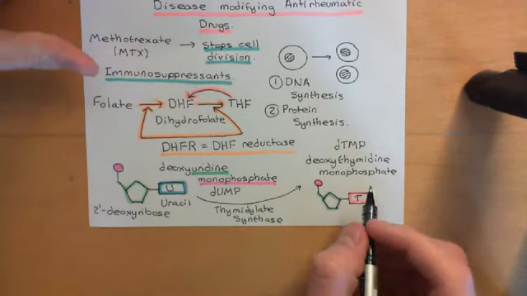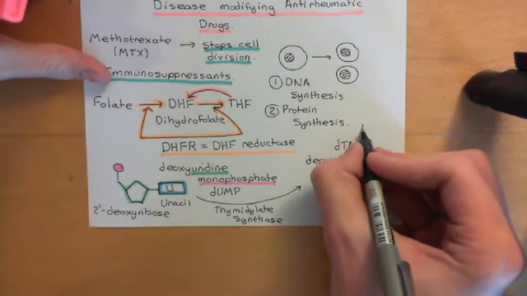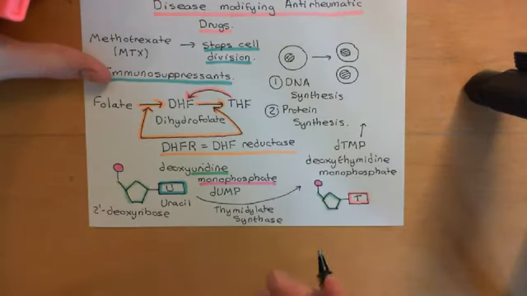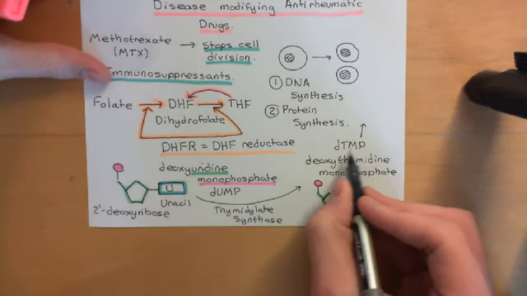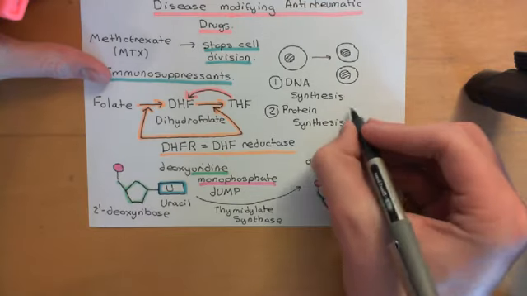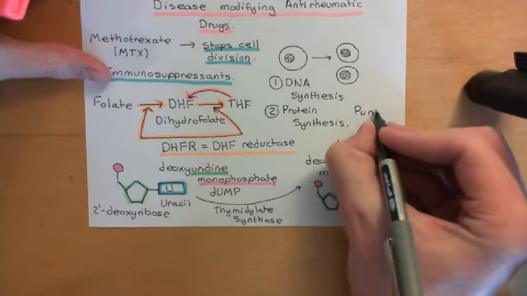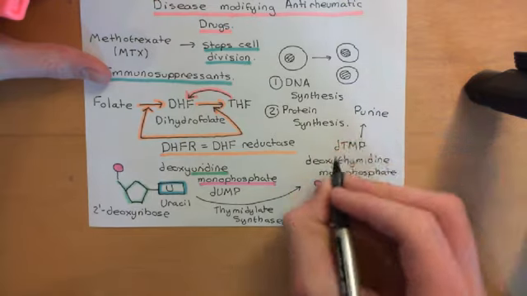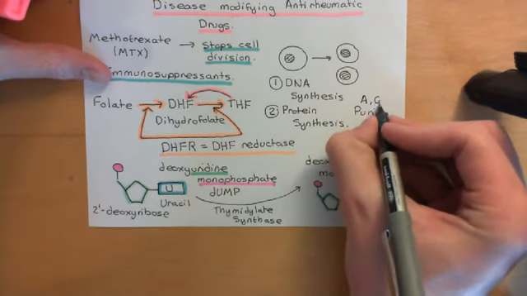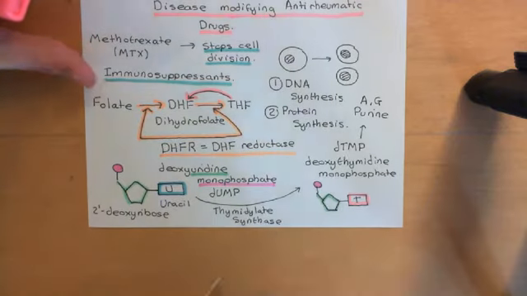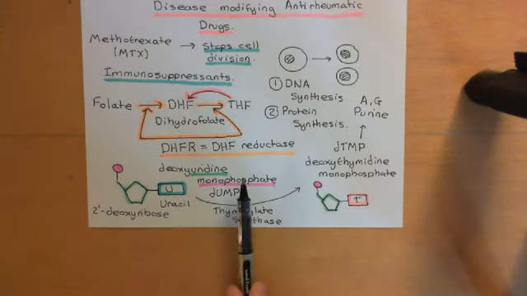Now, deoxythymidine monophosphate is then needed to produce all sorts of nucleotides, including thymine nucleotides. Well, that one's obvious, but less obvious, it's also needed to produce purine nucleotides, so adenine and guanine nucleotides. You can convert this molecule into adenine and guanine nucleotides. So basically, if you block the conversion of deoxyuridine monophosphate into deoxythymidine monophosphate, you block the synthesis of thymine nucleotides for both DNA and RNA.